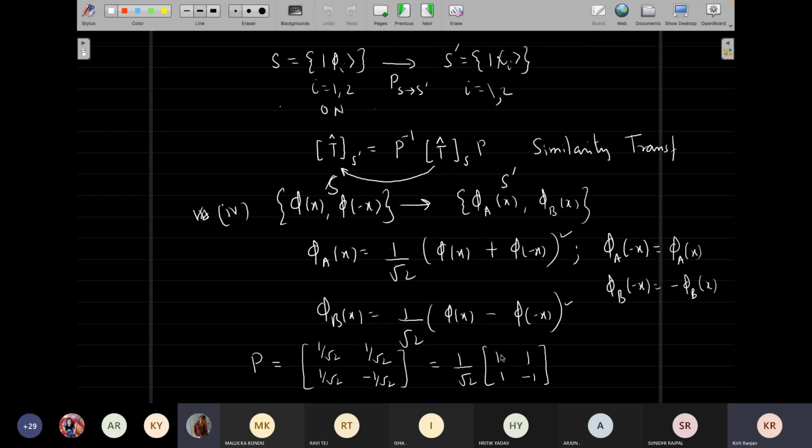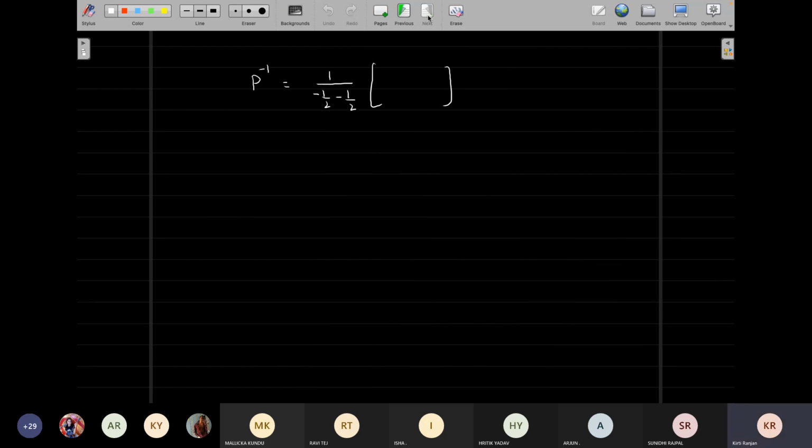And what will happen to the elements? The diagonal elements will be interchanged, and the off-diagonal ones will be minus 1 and minus 1. So this will become the case, and hence this will become exactly 1, 1, 1, minus 1. In fact, in this case, it becomes rather simple. There is something: 1 by root 2. Where should 1 by root 2 be coming? In the numerator.